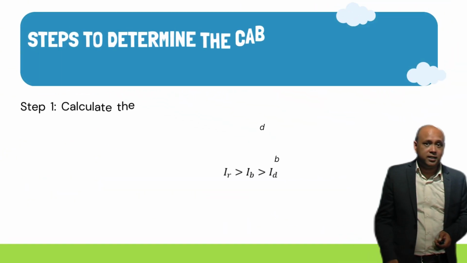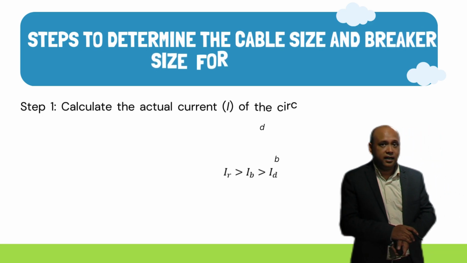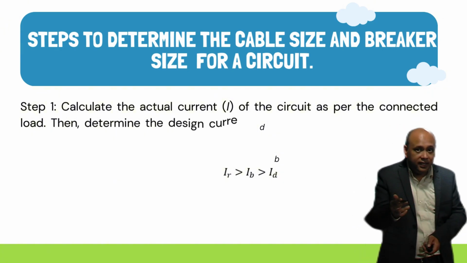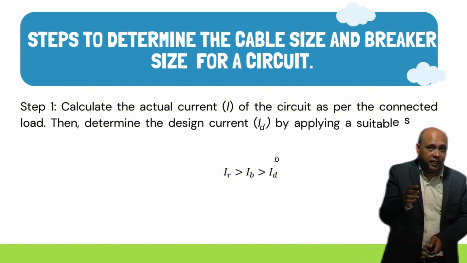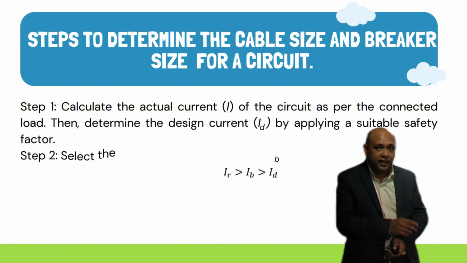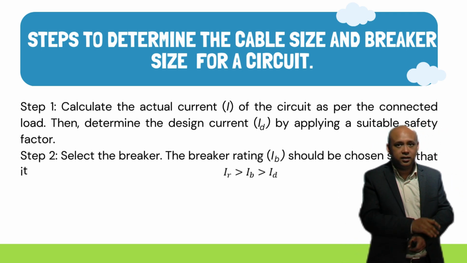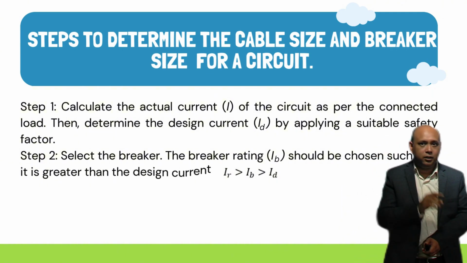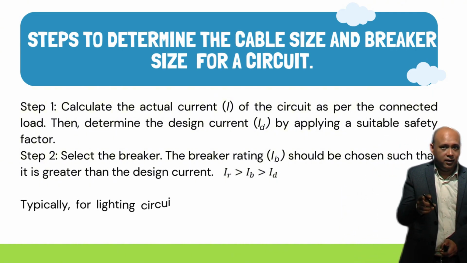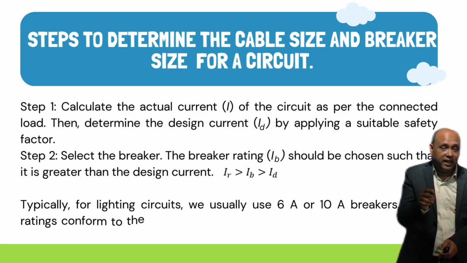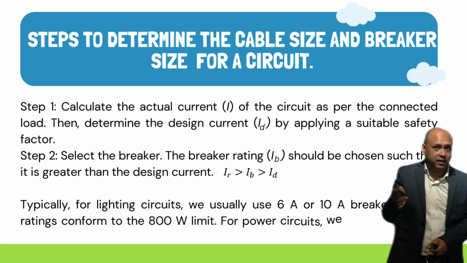Now, let's go through the steps to determine the cable size and breaker size for a circuit. Step number 1. Calculate the actual current of the circuit as per the connected load, then determine the design current by applying a suitable safety factor. Step number 2. Select the breaker. Now the breaker rating should be chosen such that it is greater than the design current.